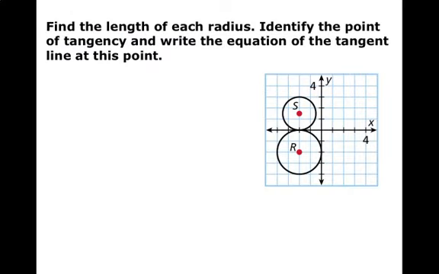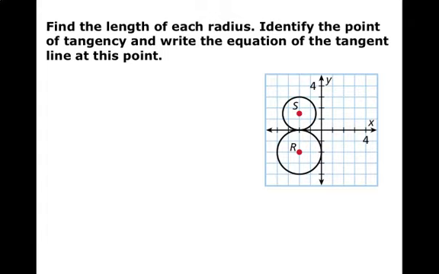So let's take a look at this. We have two externally tangent circles here. So we're going to find the length of each radius, identify the point of tangency, and write the equation of the tangent line at this point.